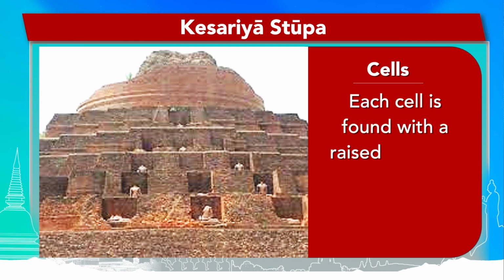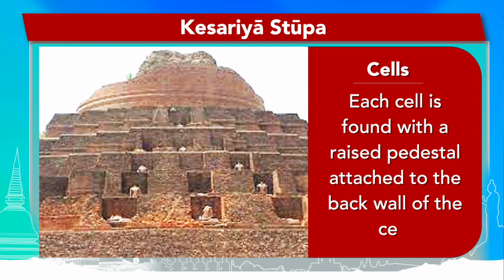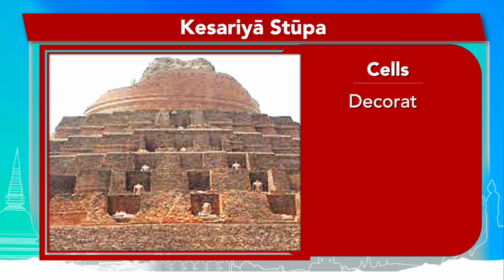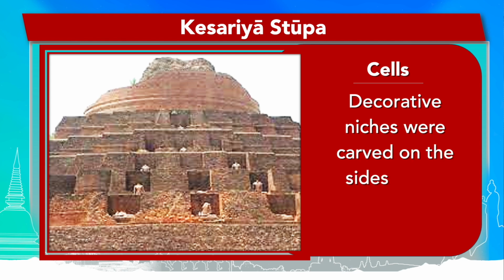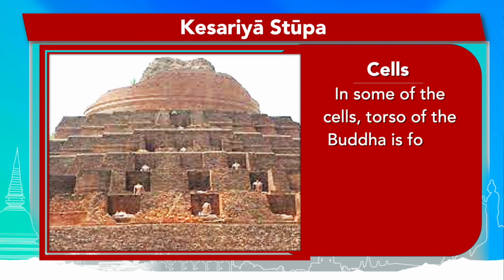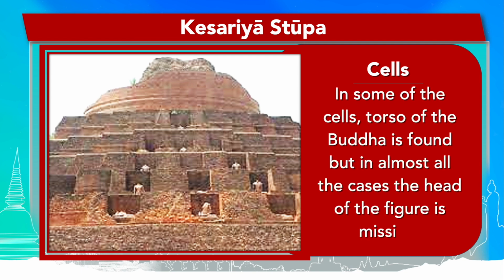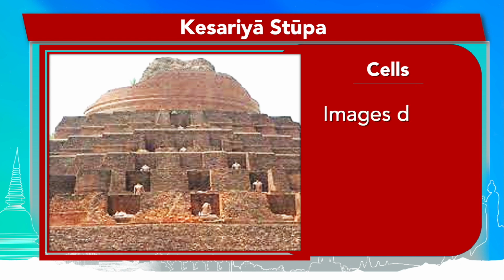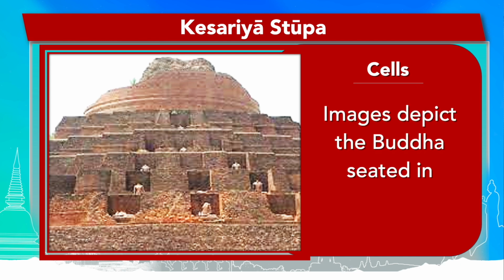The cells were designed to enshrine large Buddha images. Each cell is found with raised pedestal attached to the back wall of the cell. Decorative niches are carved on the sides of the pedestals. Most of the pedestals are either devoid of the image or bear scanty remains of seated Buddha images. In some of the cells, torso of Buddha is found, but in almost all the cases, the head of the figure is missing. Images depict Buddha seated in Padmasana.